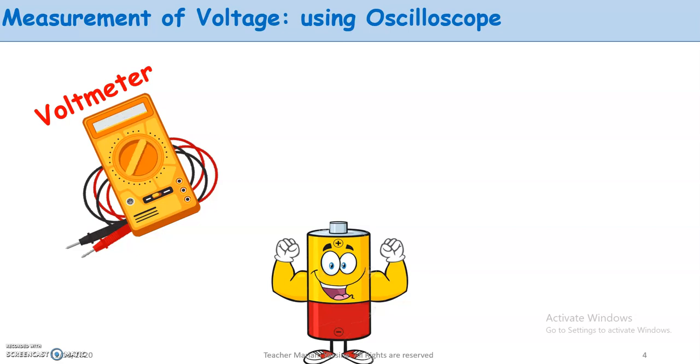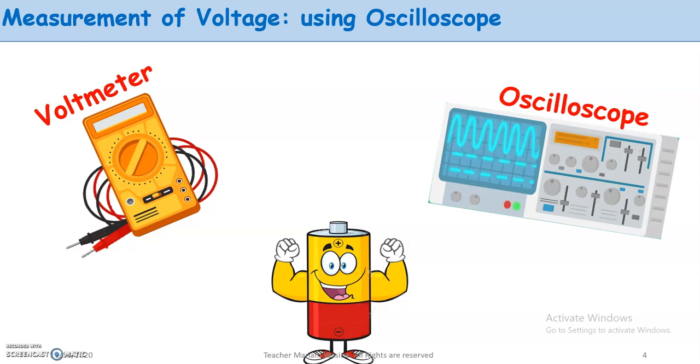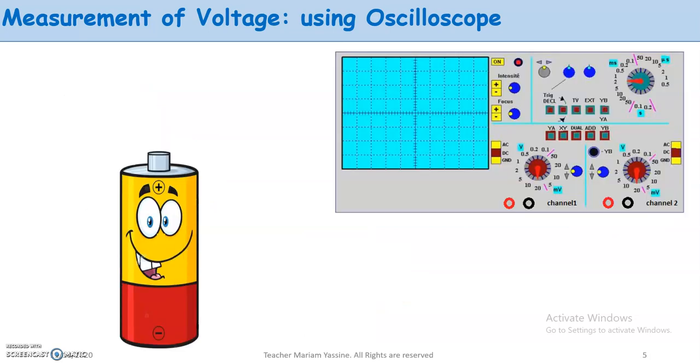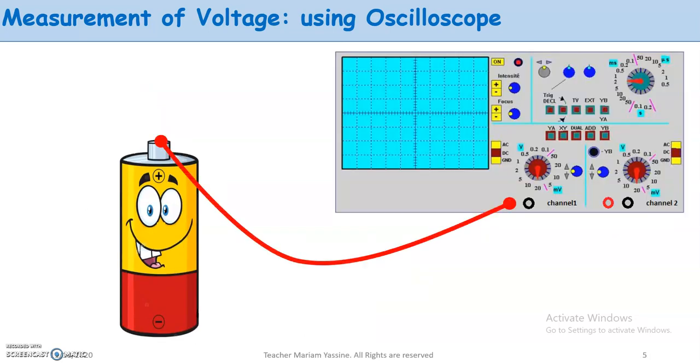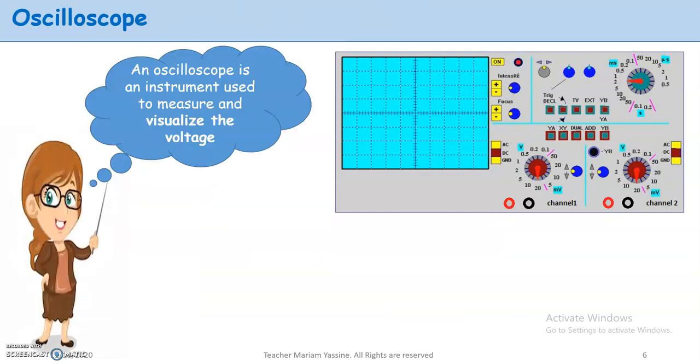voltmeter, and I think you are probably familiar with a voltmeter. What is the difference between an oscilloscope and a voltmeter? Like a voltmeter, the oscilloscope, which measures the voltage, should be connected in parallel. But unlike the voltmeter, the oscilloscope will visualize the voltage. I can see the voltage. I can see the waveform, the shape of the voltage.